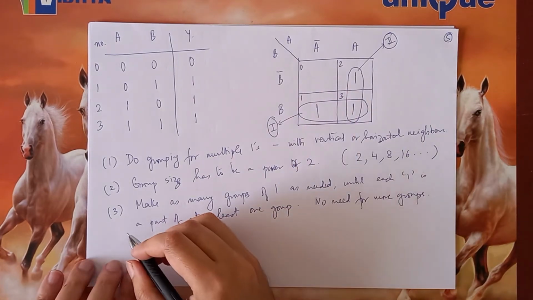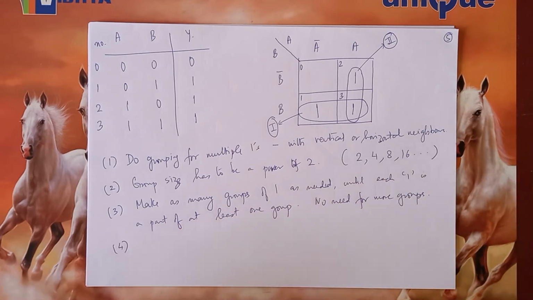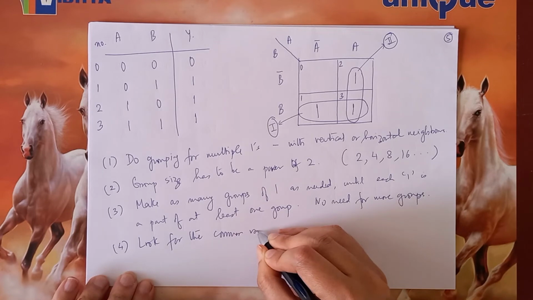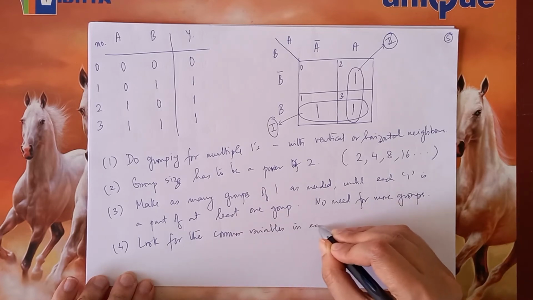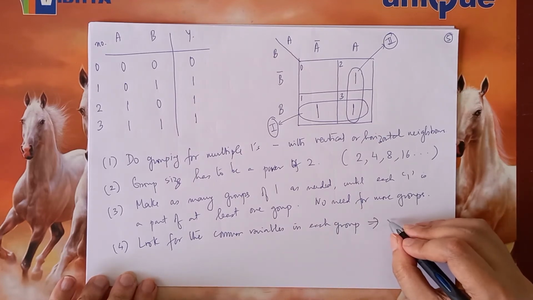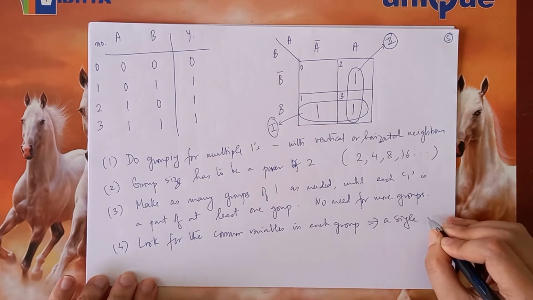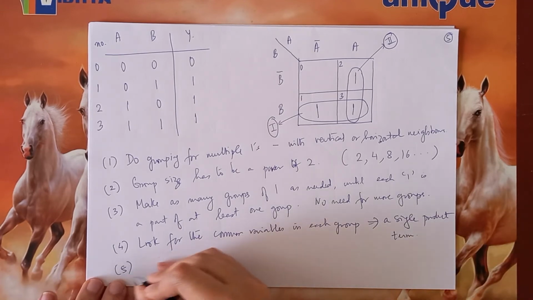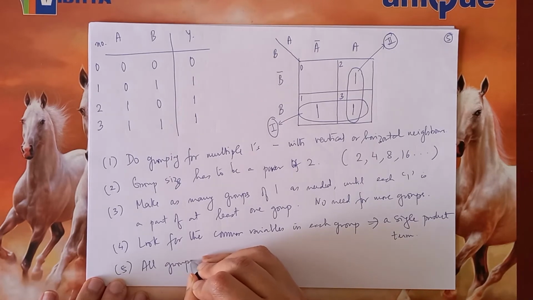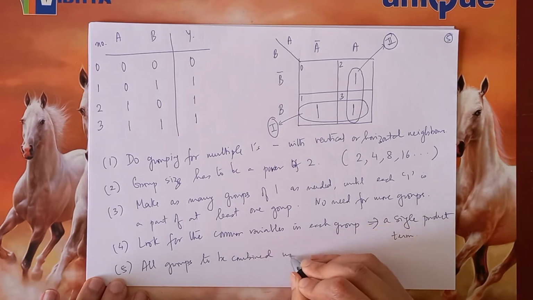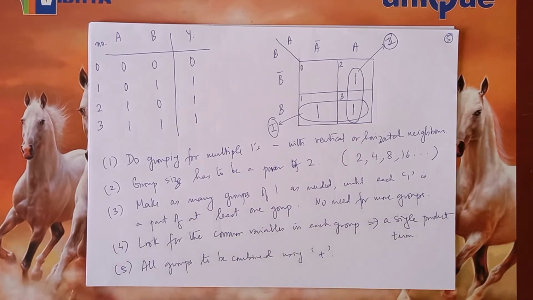Then what? The next rule is, look for the common variables in each group. And those common variables will make a single product term. And last but not the least, all groups are to be combined using a plus. So let's apply the fourth step.